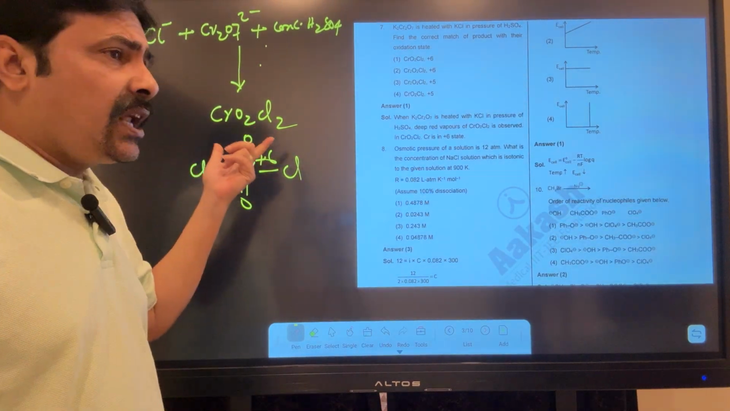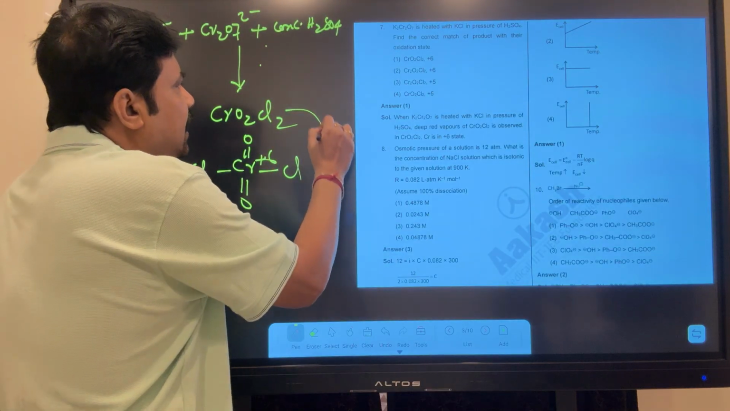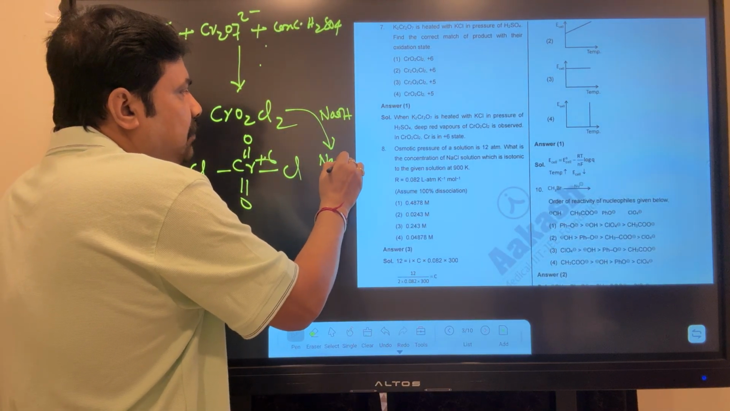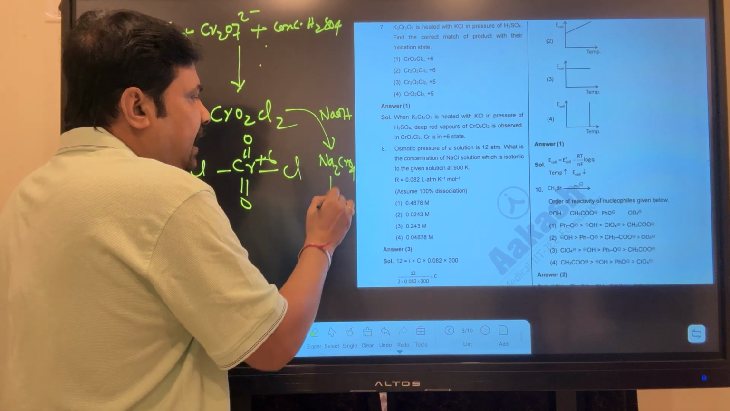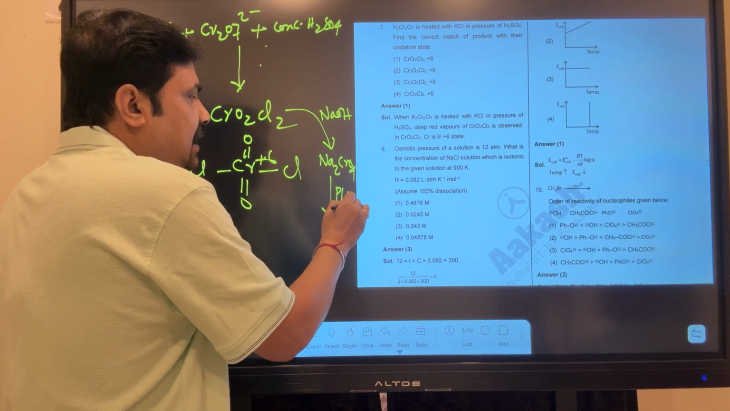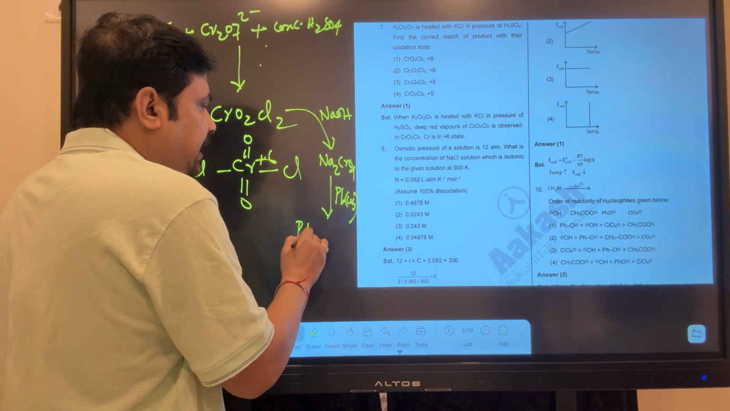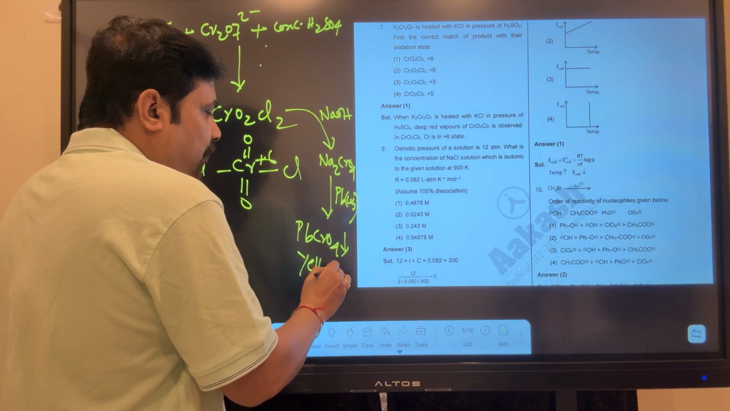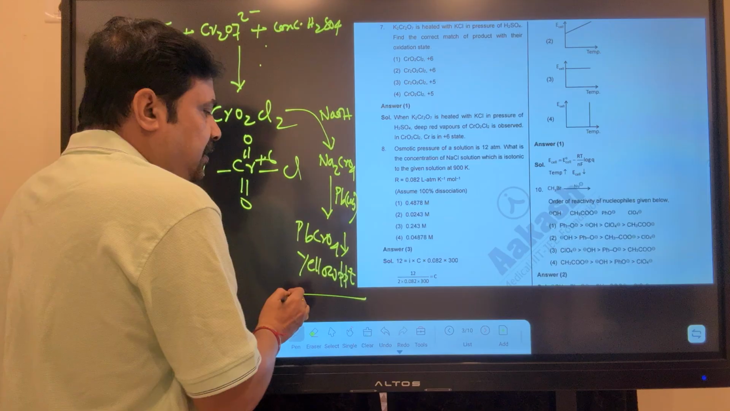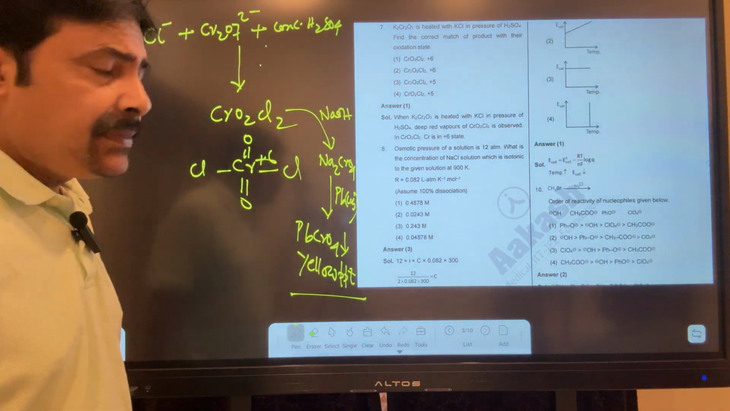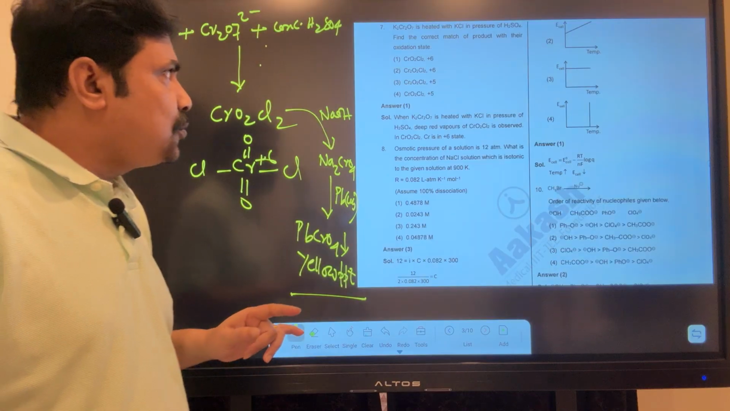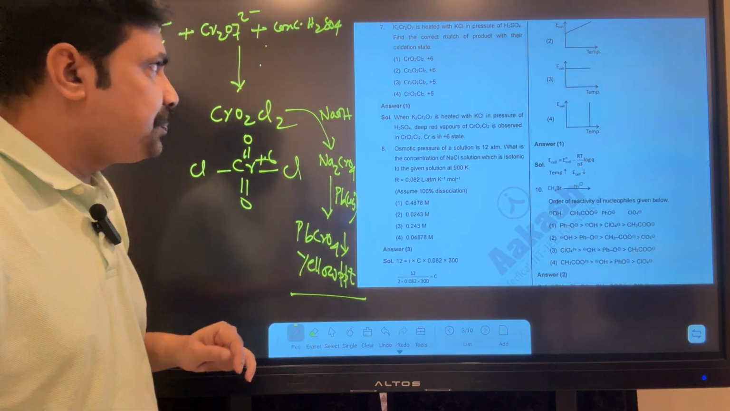If you give NaOH to this chromyl chloride, you know this reaction, it will form sodium chromate, a yellow solution. If you give lead acetate, you will get lead chromate, a yellow precipitate. Very famous qualitative analysis test. Is it clear? Now which option will be the answer? First option, CrO2Cl2 and +6 oxidation state.